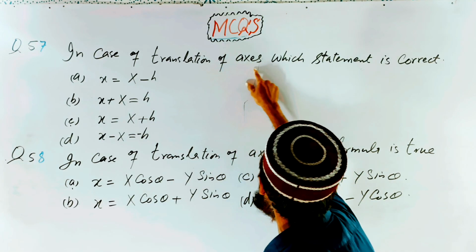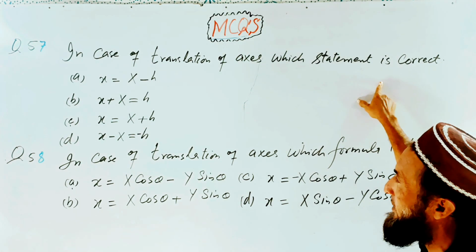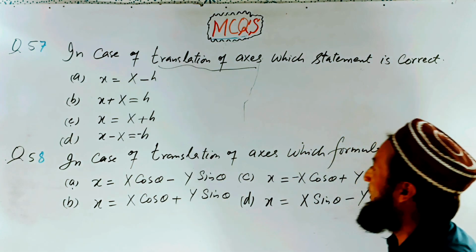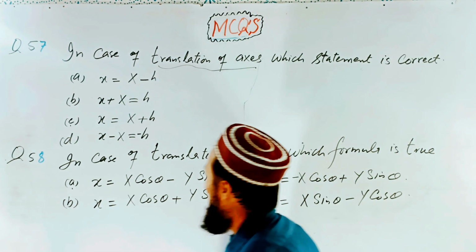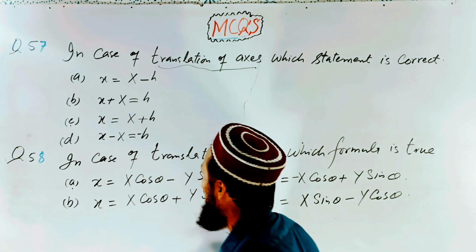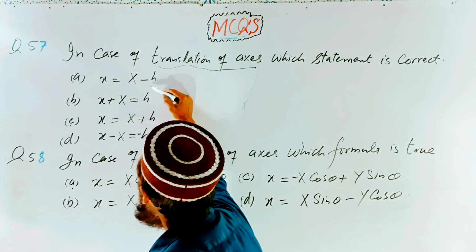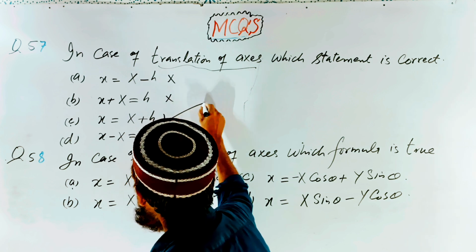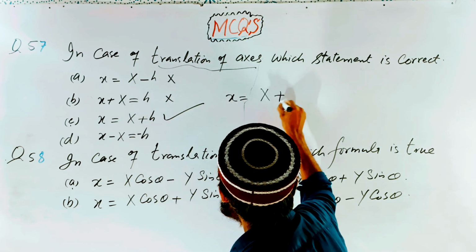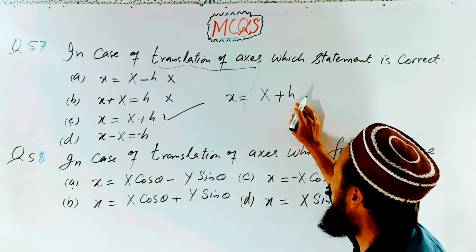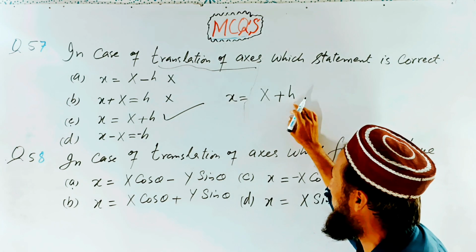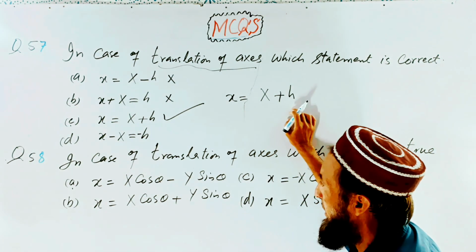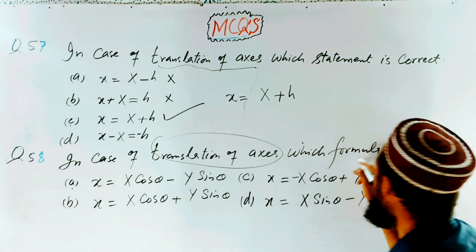Of translation of axis, which statement is correct? In translation, x is equal to x cos theta minus y sin theta is not what we use. In the case of translation, x is equal to x minus h is not correct, and x plus x is also not correct. We are using h as the shifted units along the x-axis, so we use small x is equal to x plus h. This statement is correct.